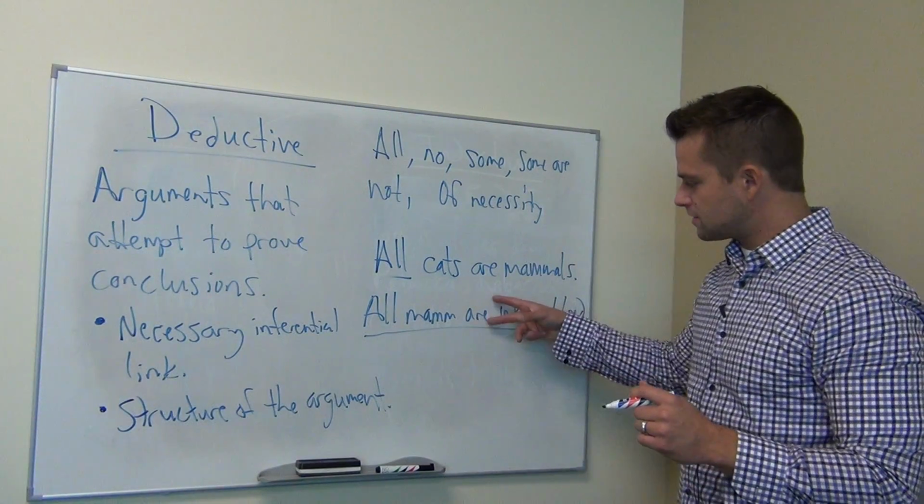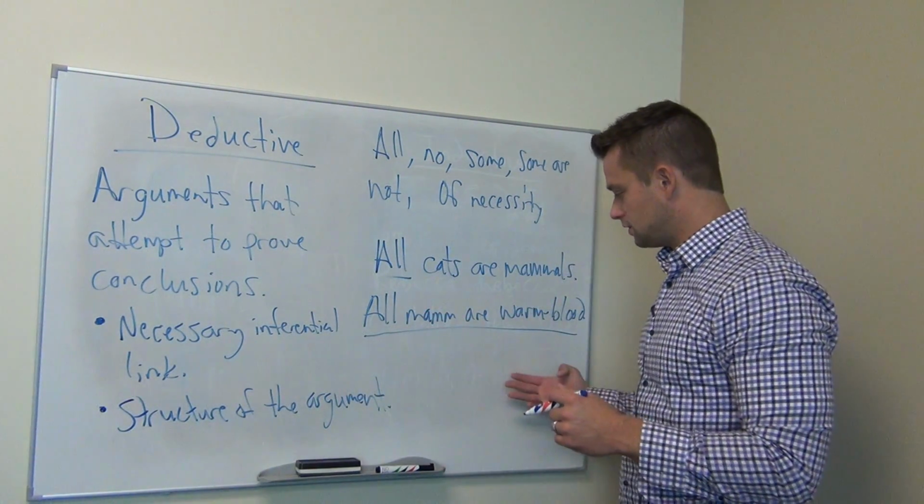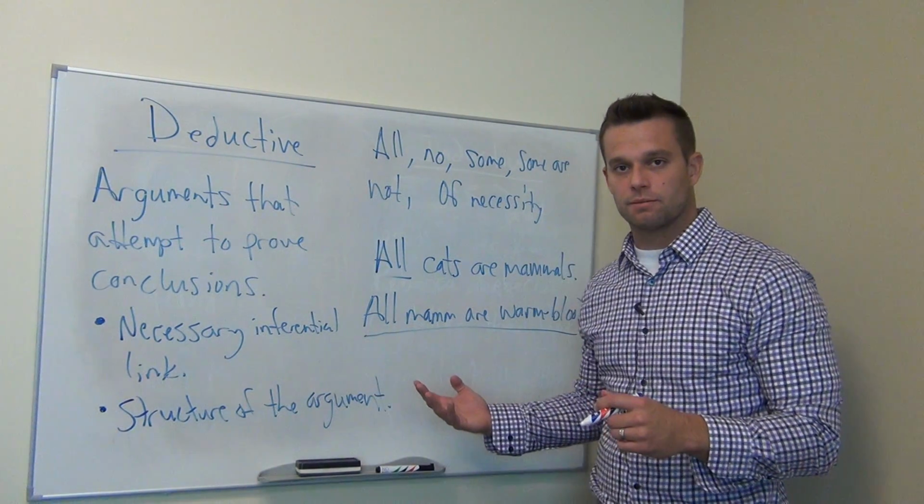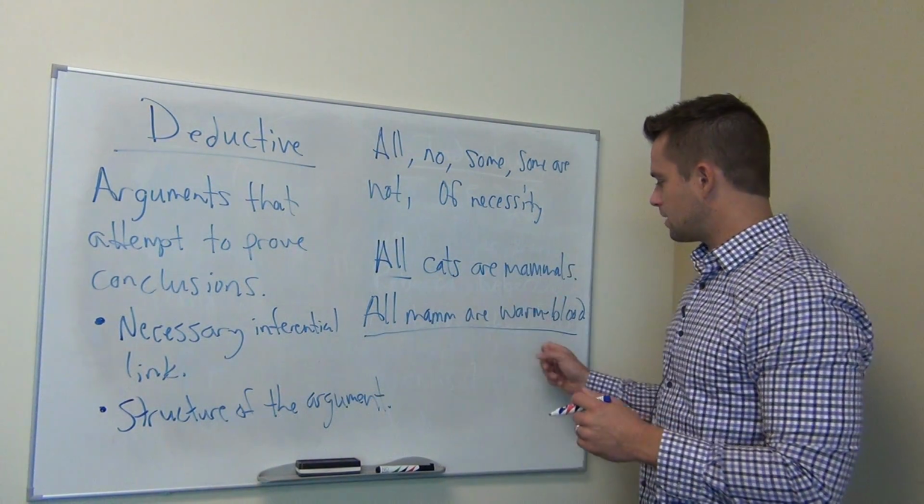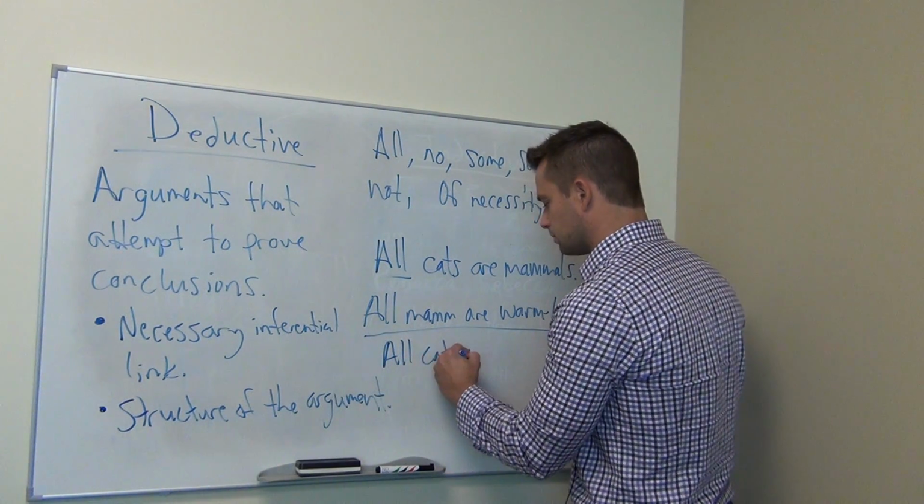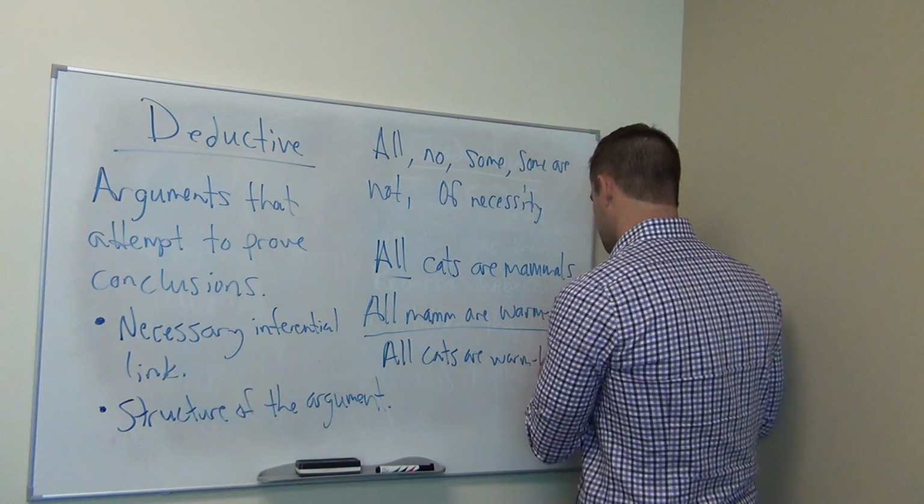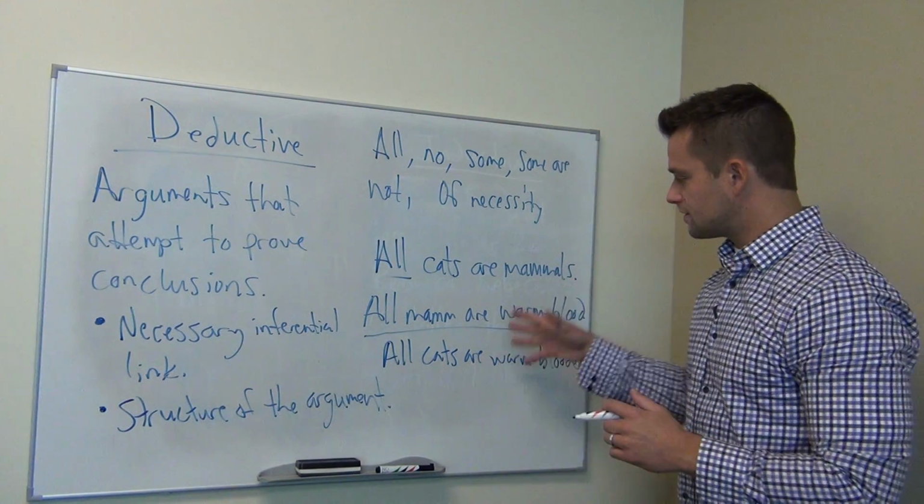So we have two premises and then a conclusion. What is the necessary deductively valid conclusion that would follow from this? If all cats are mammals and all mammals are warm-blooded, then we know that all cats are warm-blooded. So again, this is a valid form.